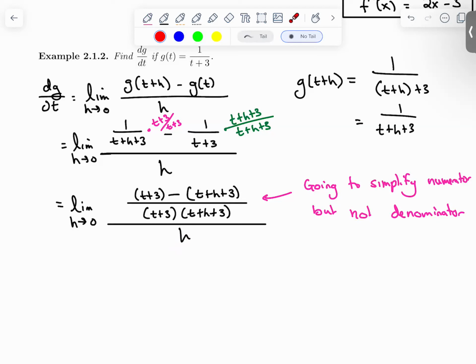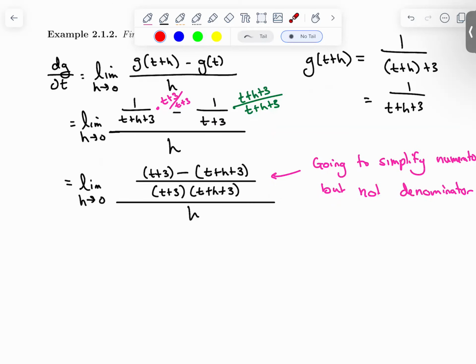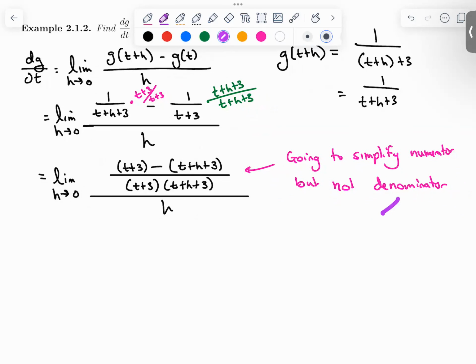And then we'll be able to cancel that h. If I spend the extra time FOILing that out, that's more chances to make the stupid little math errors that we all make here or there. There's more chances to make those errors, and also it's not going to help us in the grand scheme of things. So what I would recommend instead is just leaving that denominator unsimplified. Just leave it in factored format. So I'll say, for this, going to plug in h equals 0 at the end. So why bother?